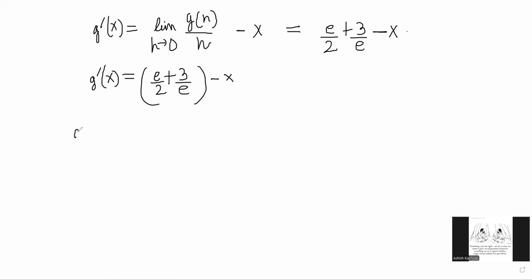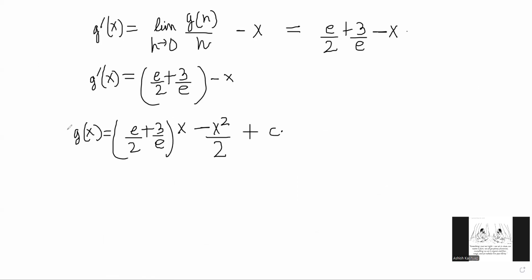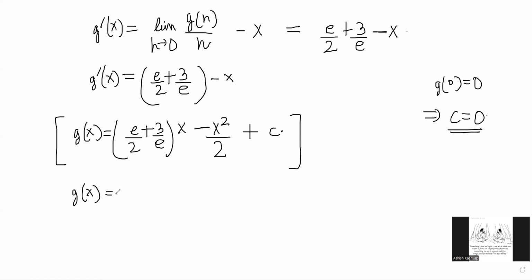So now simple, it is integration of this. So it will become e by 2 plus 3 by e times x minus x square by 2 plus some constant, right? And now we will use the information that we have already figured out. We know g of 0 is 0. So that will imply that the constant is 0. So this constant is gone. So g of x function for us is e by 2 plus 3 by e x minus x square by 2. And that is our function.